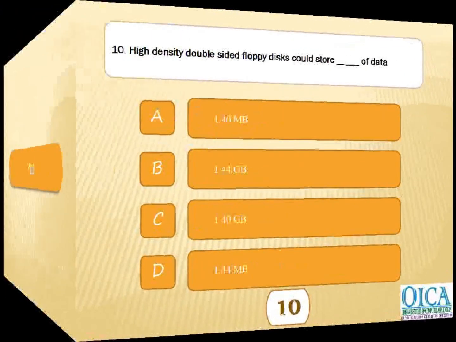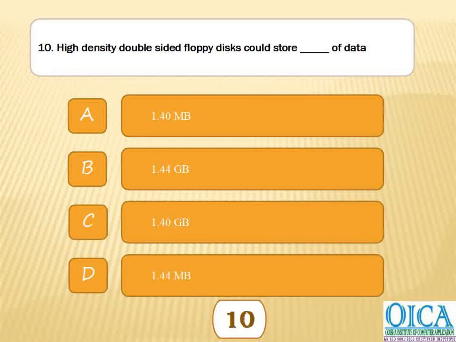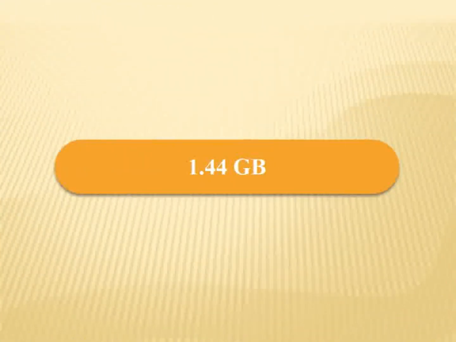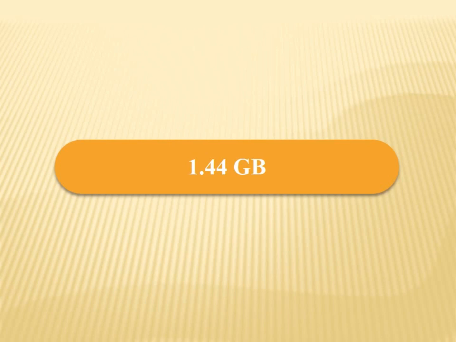Next, a high density double sided floppy disk could store dash of data. A. 1.40 MB, B. 1.44 GB, C. 1.40 GB, D. 1.44 MB. The answer is 1.44 GB.